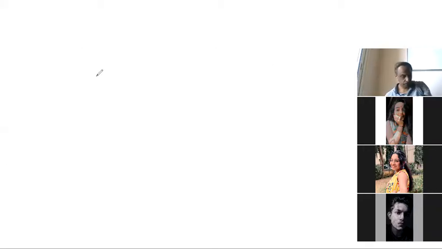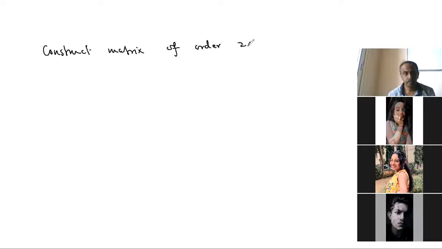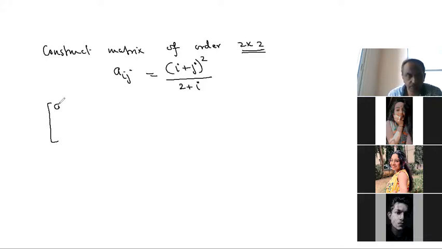Okay, let's do a problem. Construct a matrix of order 2x2. That means two rows and two columns, where Aij is defined as (i plus j) the whole square divided by 2 plus i. So I want to construct an element. First, a 2x2 matrix. What are the elements in a 2x2 matrix? A11, A12, A21, A22. Now, how is A11 defined? Now I'm going to define each one.